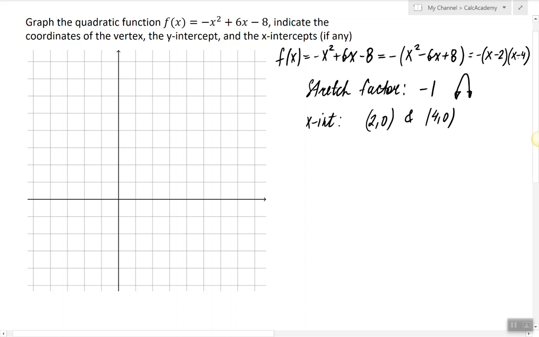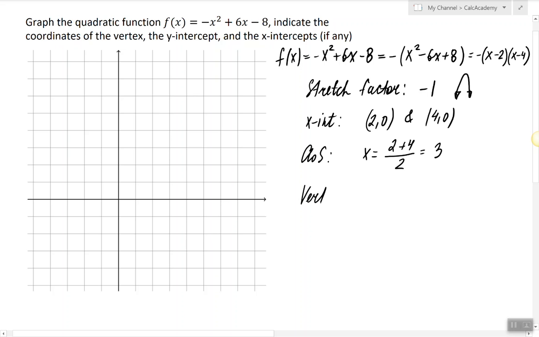Now, once we know the x-intercepts, we can easily find the axis of symmetry. The axis of symmetry is the vertical line passing right between the x-intercepts, so we can find its equation by averaging out the x values of the x-intercepts. So x equals 3 is the equation of this line.